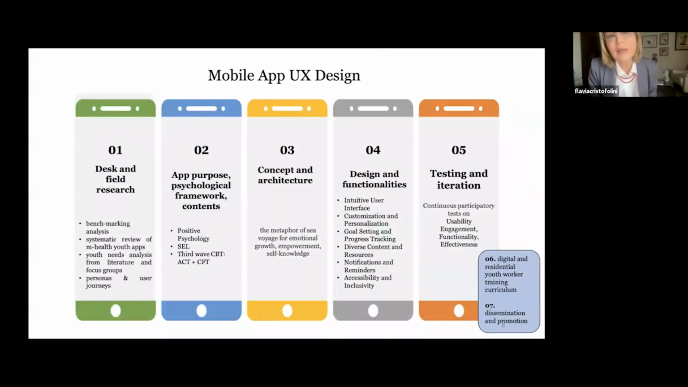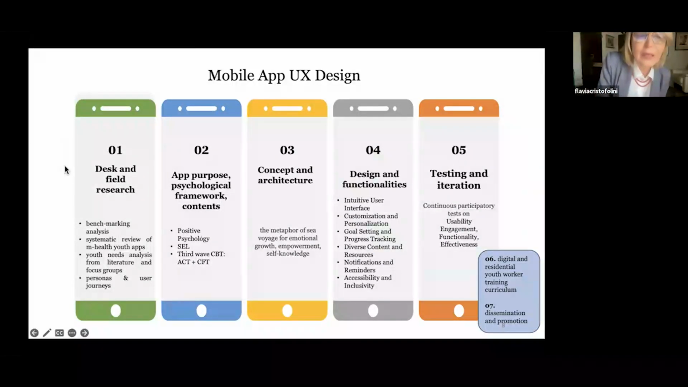So this is the user experience design. Professor Gaggioli has created and is directing a master's in user experience at our university in Milan, where they apply this design.